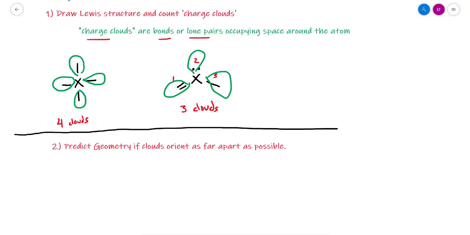All right, the second step then is once you have the Lewis structure drawn and the charge clouds identified around each atom, you then want to predict the 3-dimensional geometry as if those clouds could orient as far apart as possible. So again, thinking about them like balloons. So each charge cloud is a balloon. What is the orientation of the geometry that the structure would take if each of those clouds was as far apart as possible?